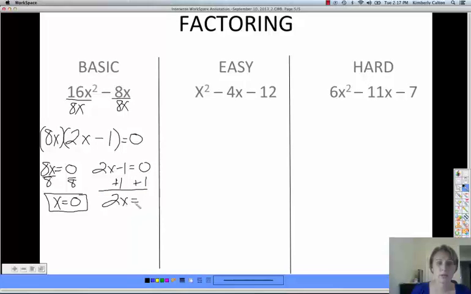We also have 2x equals 1. We're going to divide by 2, and we have x equals a half. So we have solved our first problem.